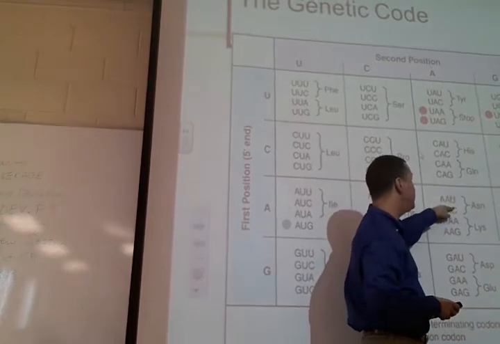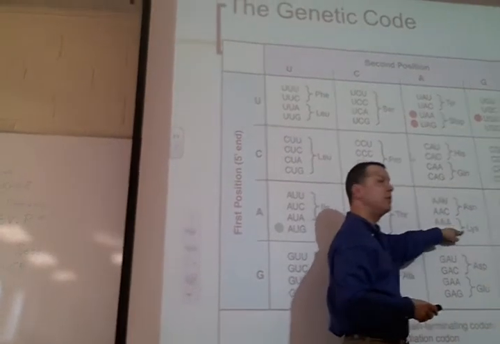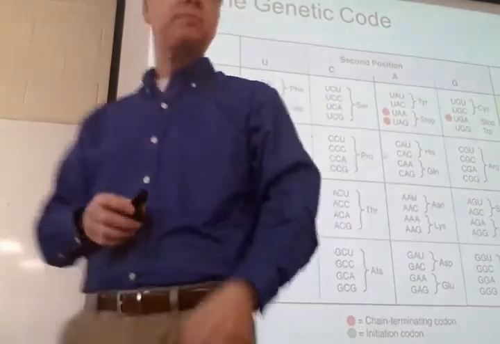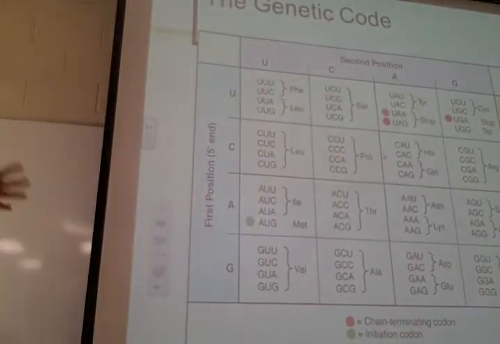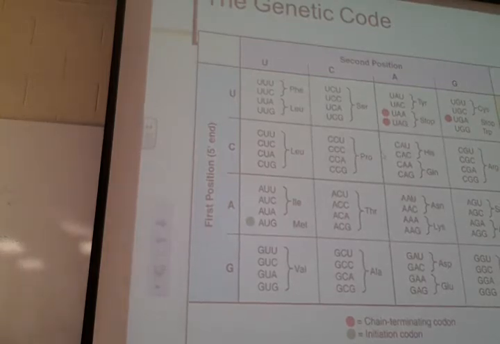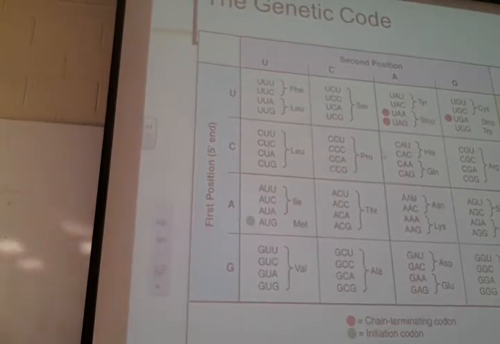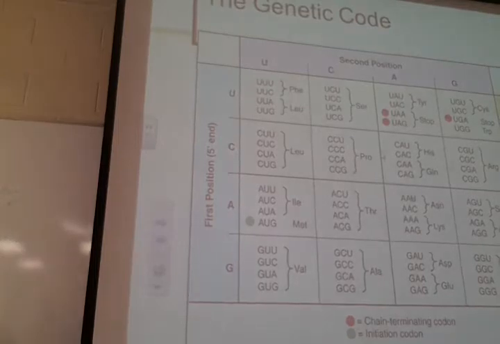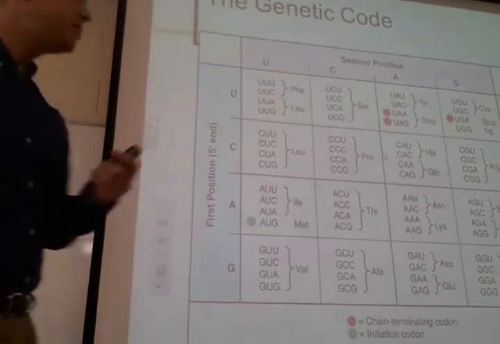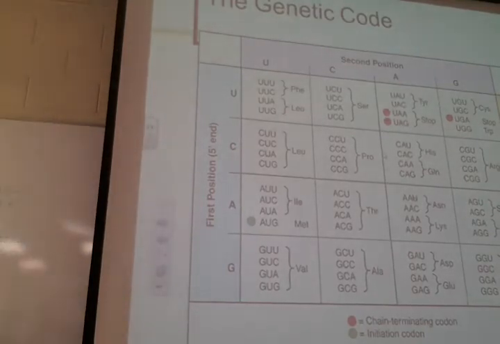Asparagine, AA pyrimidine; lysine, AA purine. So there is some sort of logic, if you will, to how the redundancy is organized in the table. But the general idea is it is redundant. Okay, so except for those 2 exceptions, methionine and tryptophan, all the others are encoded by at least 2 codons.